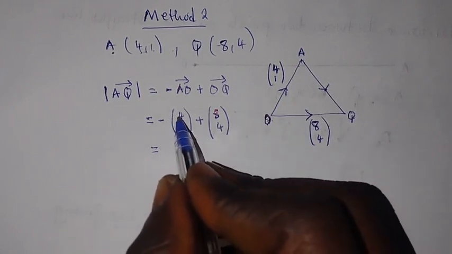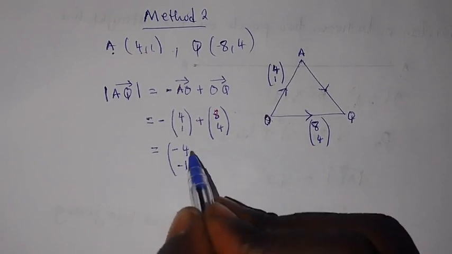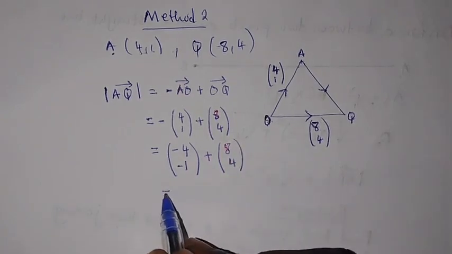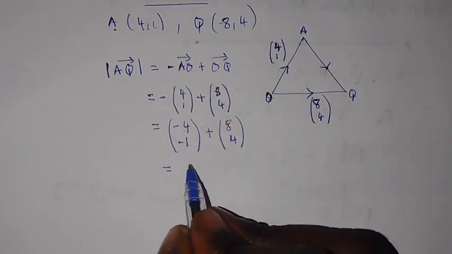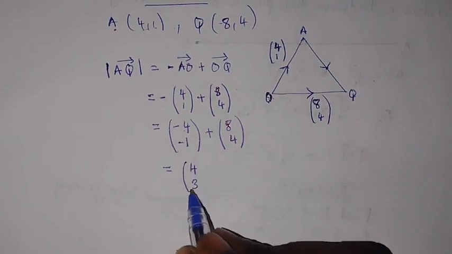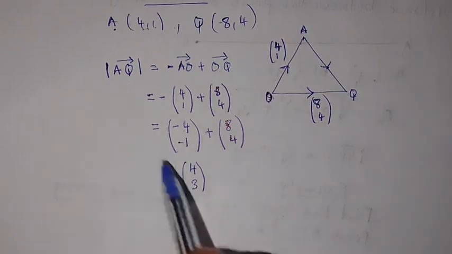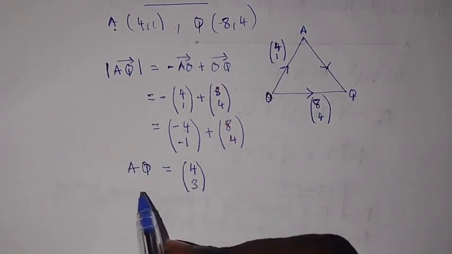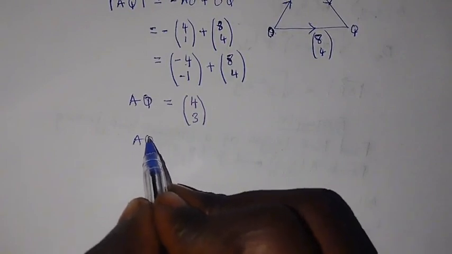So here, negative times positive 4, you get negative 4. Negative times positive 1, you get negative 1. Like this. Then plus 8 and 4. So from here, just add this negative 4 plus 8. So negative 4 plus 8 gives us 4. Negative 1 plus 4 gives us 3. So this is the position vector that you are going to have. It's not the magnitude, okay? It's just the position vector of what? Of AQ.